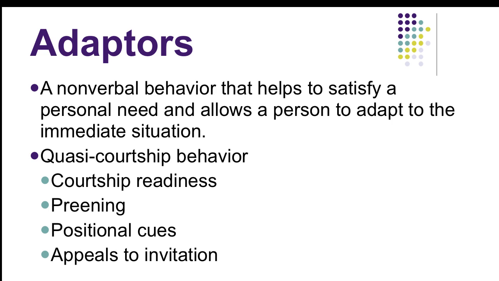In stage 3, we demonstrate positional cues, using our posture and body orientation to make sure that we're seen and noticed by the other person. In the 4th and last stage, we have appeals to invitation. Appeals to invitation could include using close proximity, open body positions, and direct eye contact to signal our availability or interest.